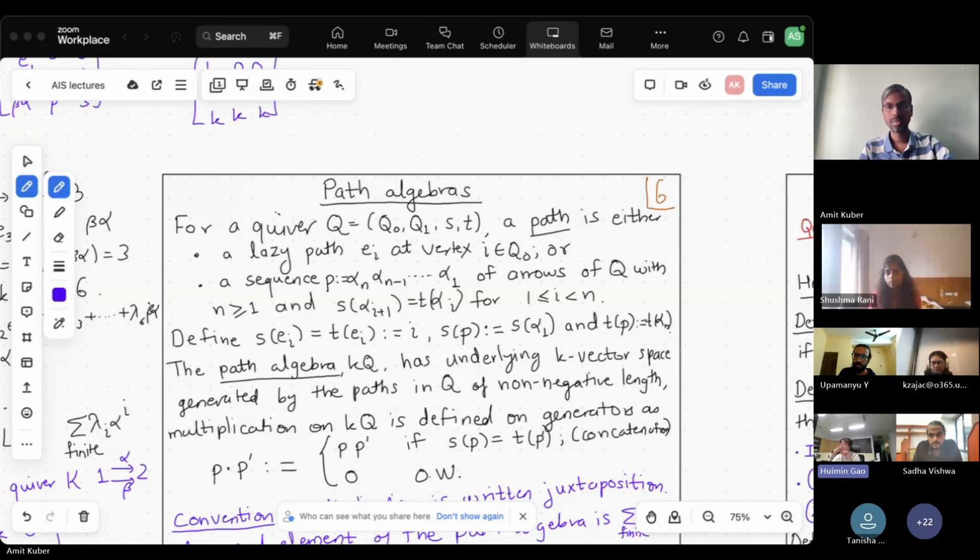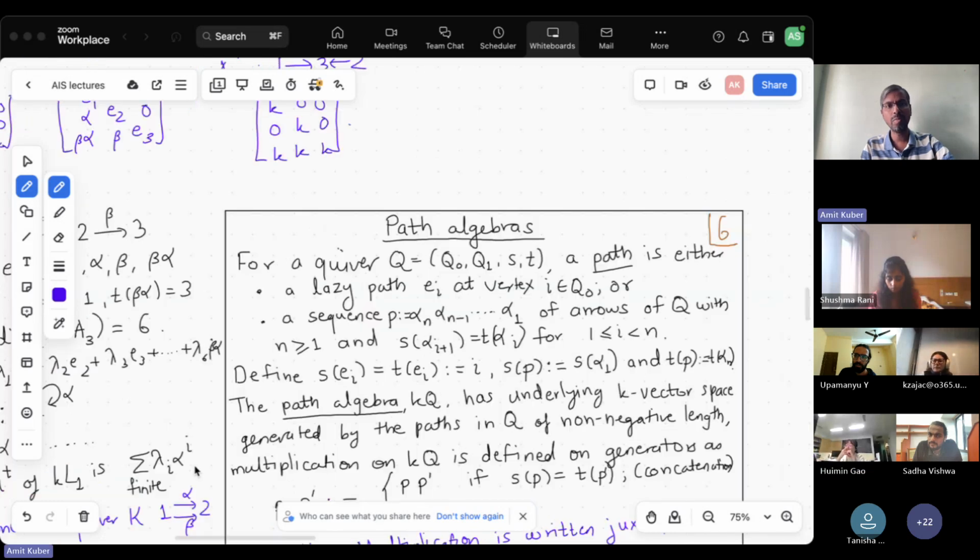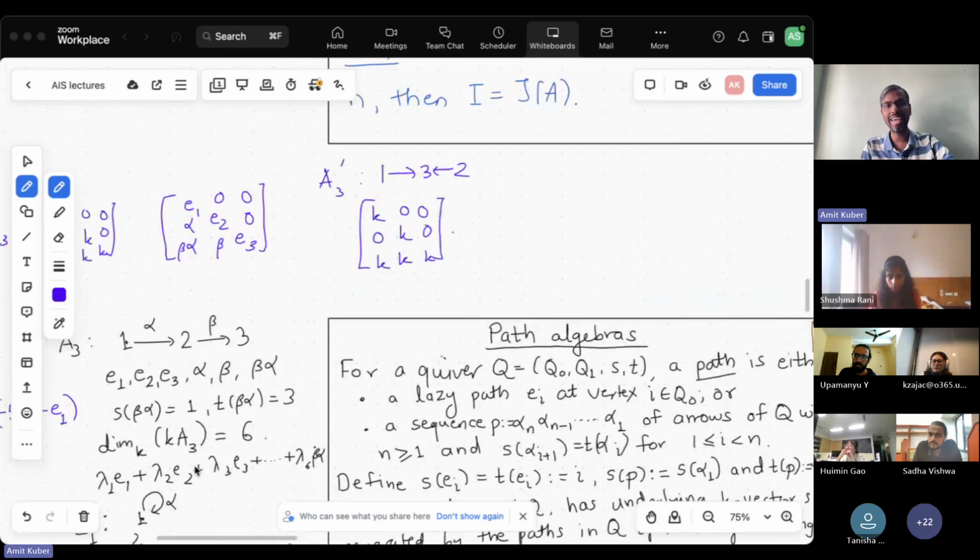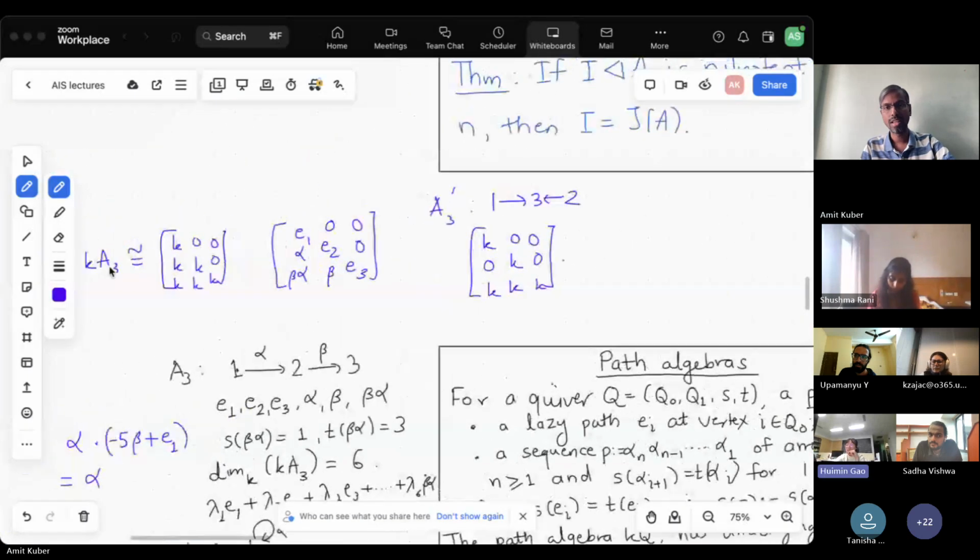Professor, could I ask a question? Please go ahead. So what if the 2 path algebras are isomorphic, if the 2 diagrams are isomorphic? So what is the relation between the matrix you write? Okay, you mean this matrix and KA3? Yeah. If A3 and A3 prime are graph isomorphic, what is the relation between the matrix you write?